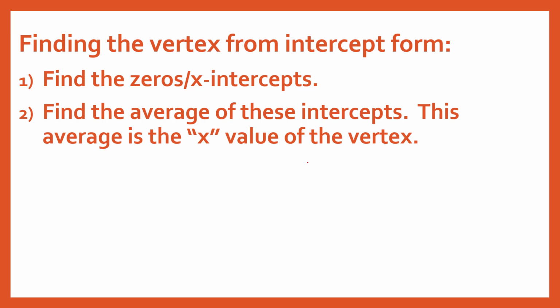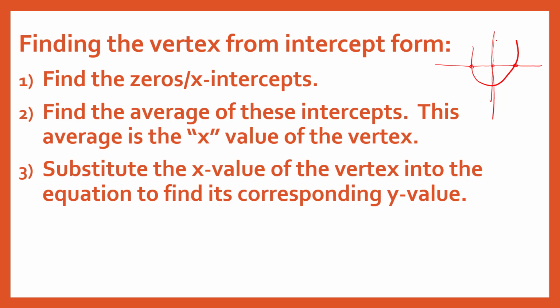This average is the x value of the vertex. So remember that when we were dealing with quadratics and graphing yesterday, we talked about that axis of symmetry that fell between. Well, now we're focusing on the fact that we have a quadratic that intercepts the x-axis, and these x-axis intercepts must be equidistant from each other in regards to the axis of symmetry. So since they are equidistant from each other, we can find the midpoint between them by adding their values together and dividing by 2.